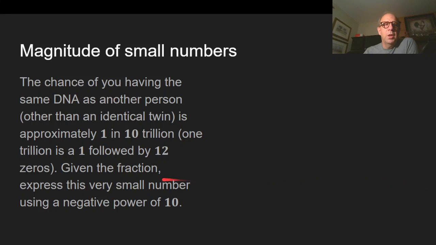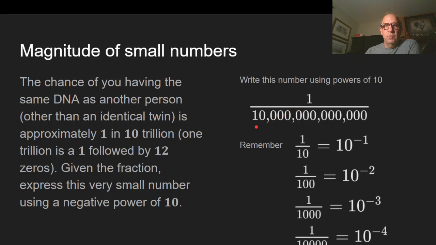And then 10 to the power of how many? Okay. Magnitude of small numbers. The chance of you having the same DNA as another person, other than an identical twin, is approximately 1 in 10 trillion. 1 trillion is 1 followed by 12 zeros. Given the fraction, express this very small number using a negative power of 10, right? So 1 in 10 trillion is 1 over 10 trillion, with 12 zeros there.